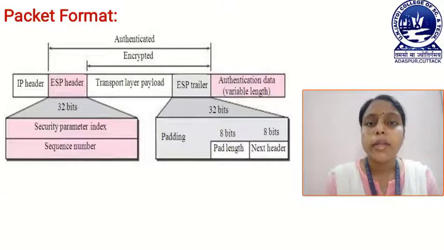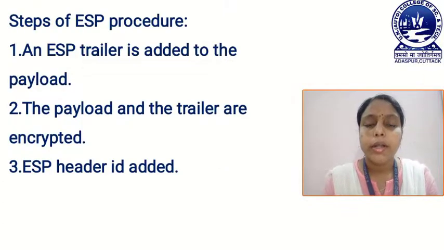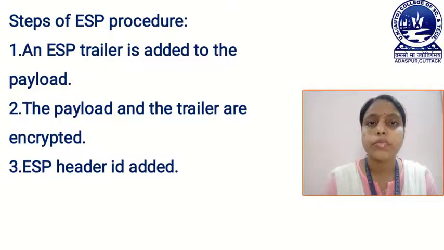Now I will discuss each field of the ESP header and the ESP trailer one by one. But first of all I am going to discuss the steps of the ESP procedure. The first step is that an ESP trailer is added to the payload. Then the payload and the trailer are encrypted. In the third step the ESP header is added. So in our first step, first the ESP trailer is added to the payload.